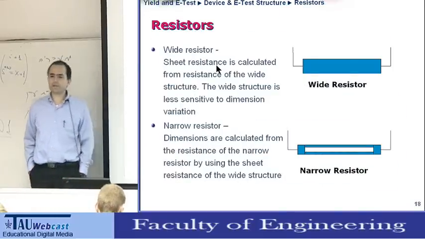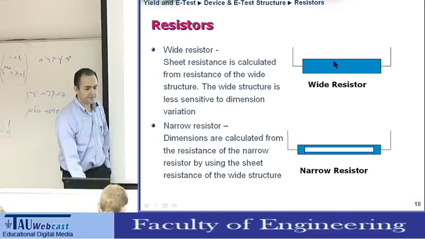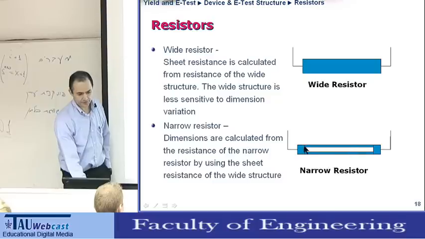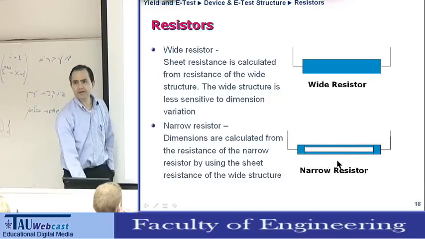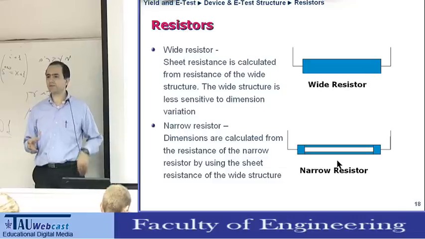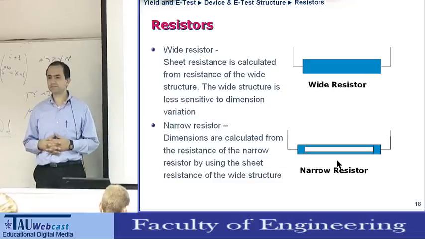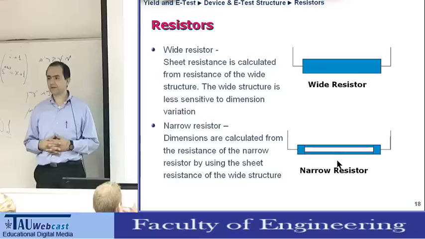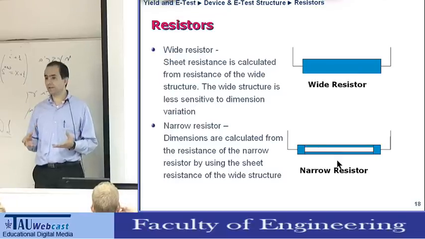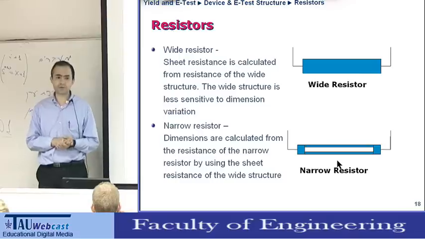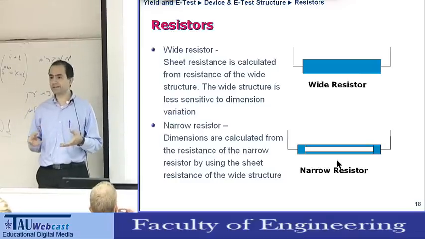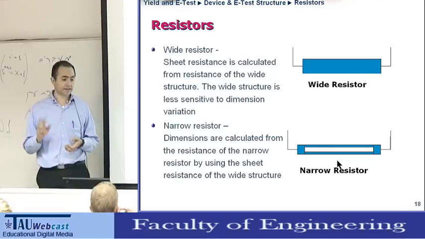So resistors. We have wide resistors and we have narrow resistors. Here is two narrow resistors in parallel. So why do we measure wide resistors? What does it reflect? A wide resistor reflects the intrinsic property of the layer we're measuring. So if we're measuring a metal layer, the properties of the metal itself, taking into account its thickness.